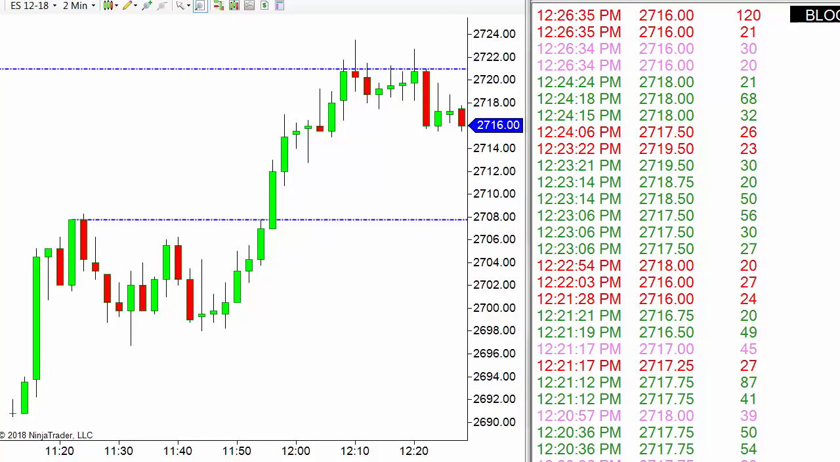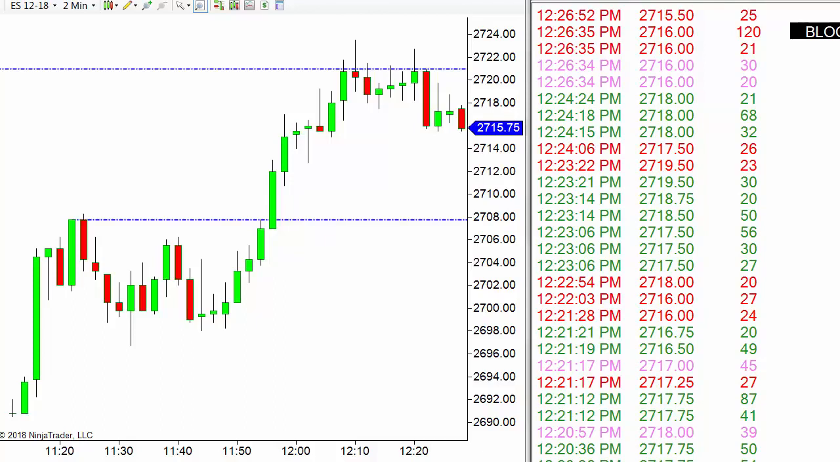Now, what we've got is a 2-minute E-mini chart up here. You can see we put in a resistance level there, kind of a double top. And over on the right, I've got my time and sales window. Two things that we're looking at here.